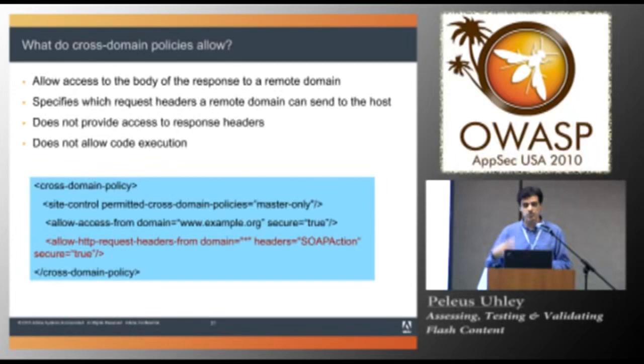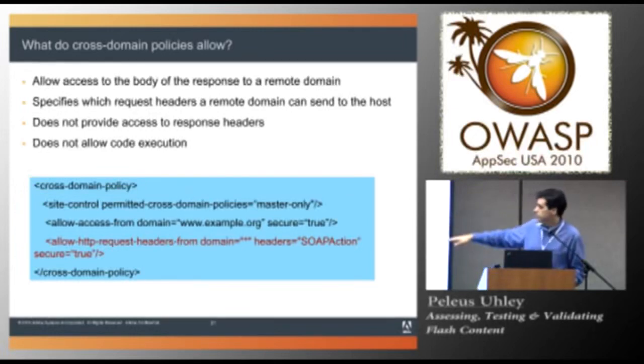And the policy file is hosted on the site that owns the data. So the site that actually owns the data that's going to be read gets to say, okay, I trust this other domain to be able to read it, I don't trust this domain to read it. So it's a whitelist of which domains you trust to be able to read response bodies that come back.